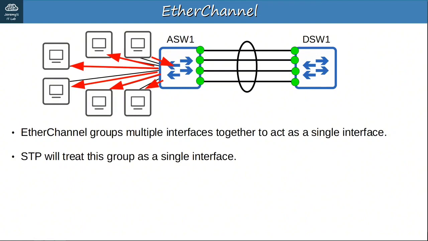Now, how many copies of the frame will DSW1 receive? Remember, although there are 4 physical interfaces, they behave as a single interface. The answer is, DSW1 will only receive 1 copy. This EtherChannel makes these 4 physical interfaces a single logical interface. ASW1 won't send 4 copies of the same broadcast frame out of a single interface.